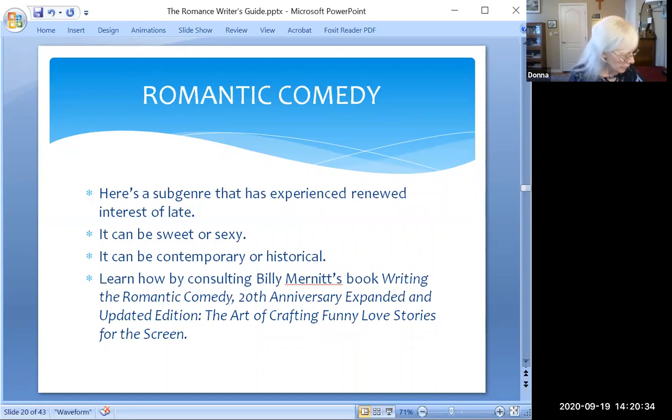Romantic comedy. This is a subgenre that's had renewed interest of late. It can be sweet or sexy, and it can either be contemporary or historical. And if you want to learn more about how to do romantic comedy, you can consult Billy Mernit's book, Writing the Romantic Comedy, 20th Anniversary Expanded and Updated Edition: The Art of Crafting Funny Love Stories for the Screen. As we know as writers, if we're writing fiction, we want our books to be composed of a series of scenes, so it should be helpful. Excuse me, next slide.